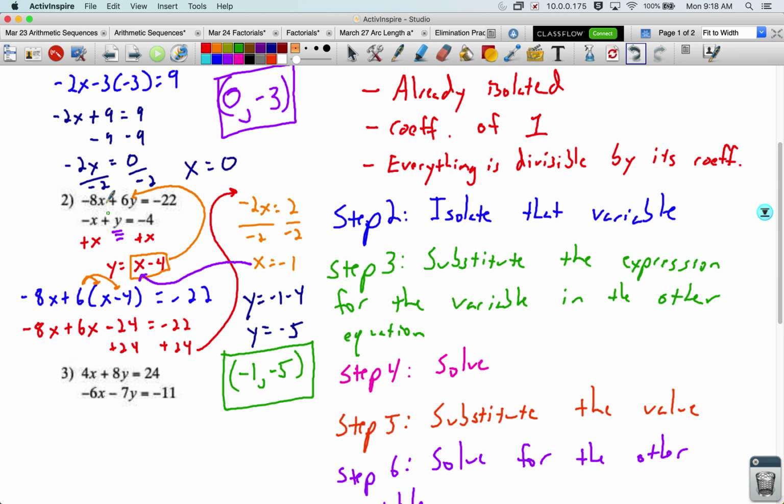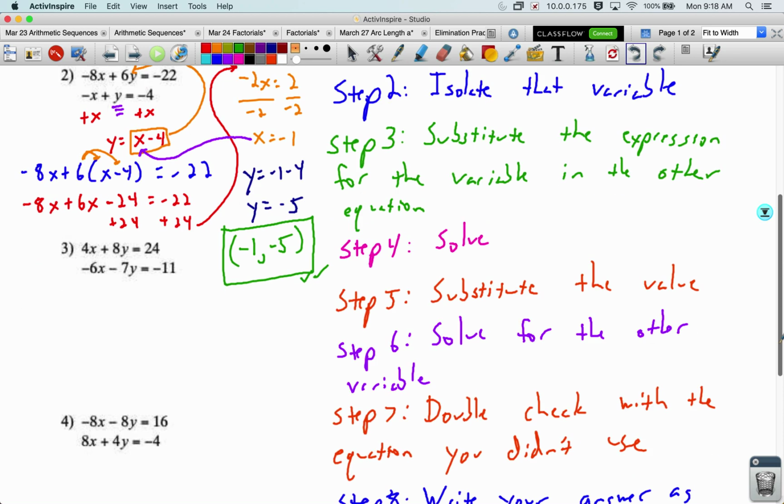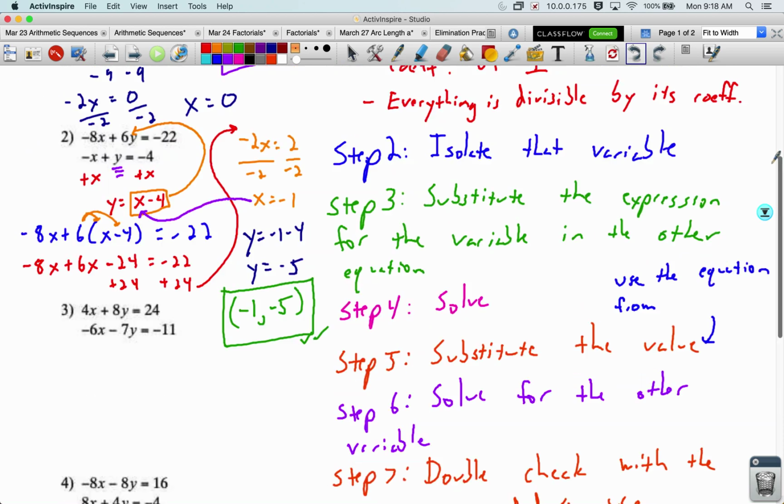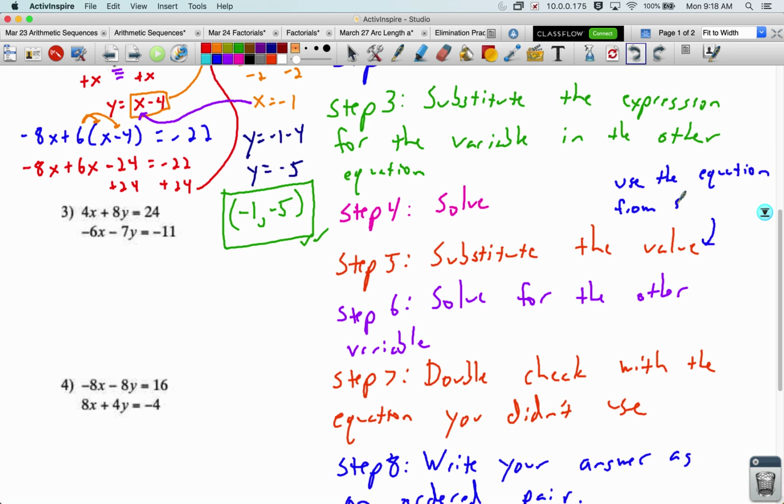And we used the second equation, so let's use the top equation to double check. 8 minus 30 equals negative 22, negative 22 equals negative 22. It's double checked. All right, so in step 5 here, when we substituted that value, we can use the equation from step 2 to make our lives a little bit easier. That's always going to be the easiest place to plug it in.